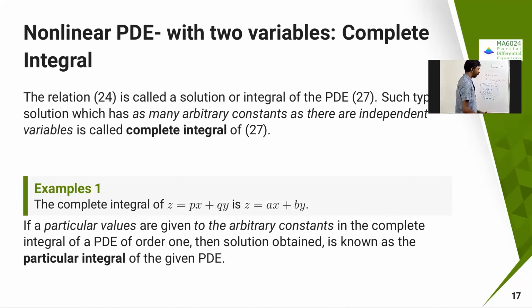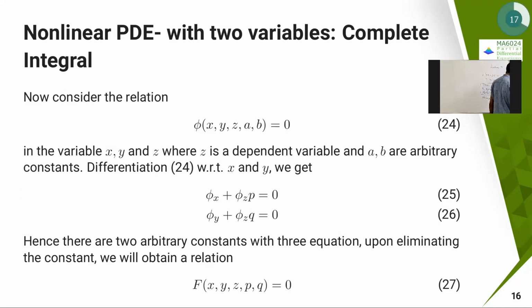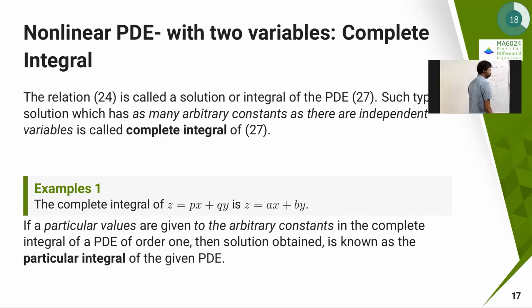So this relation 24, this equation, is called the solution or the integral of the PDE. This type of solution, which has as many arbitrary constants as independent variables, is called the complete integral. Here there are two independent variables and two arbitrary constants, therefore it is called the complete integral.